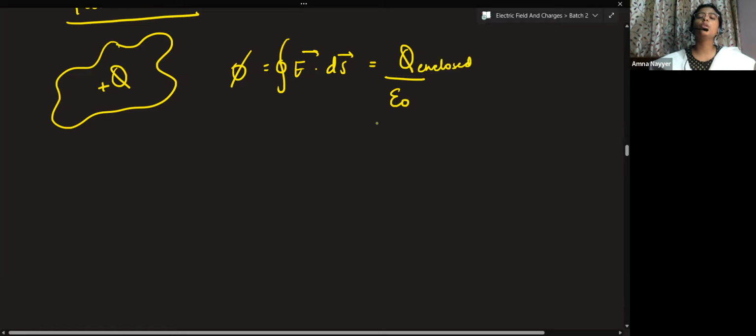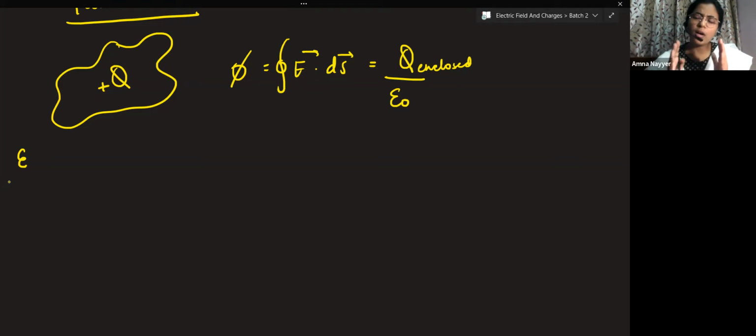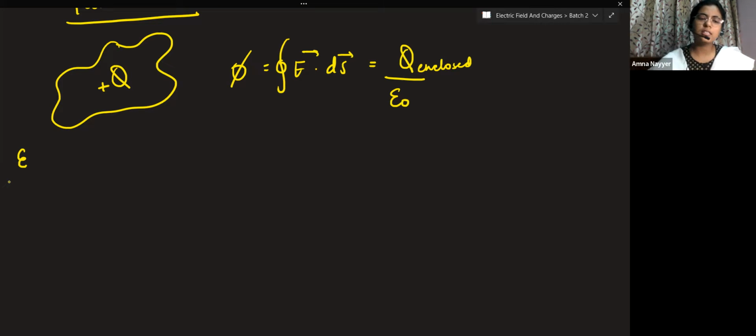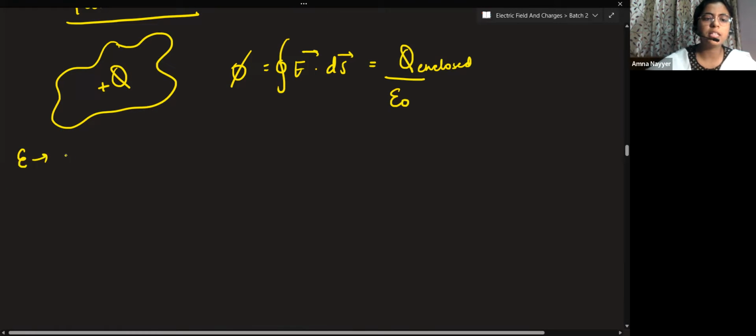And all those who don't know what is meant by epsilon naught, see epsilon, this symbol, this means absolute permittivity. Absolute permittivity means how a force is dependent on a particular medium. You have a particular value of force in air. When two charges are kept in water, the medium is changed, then the value of force changes. If the charges are kept in glass, then you have a different value of force. So what governs this is the absolute permittivity.